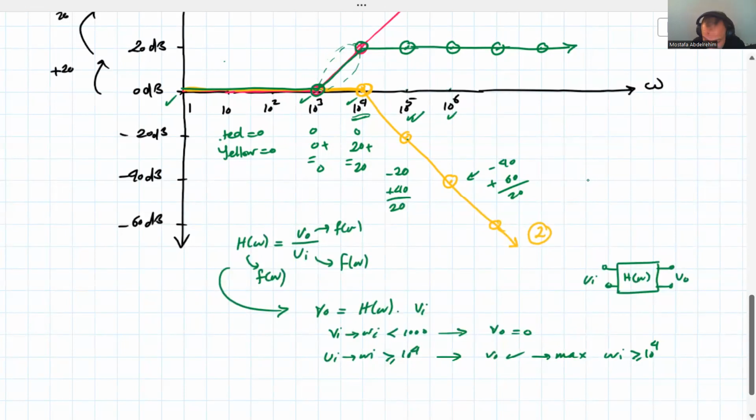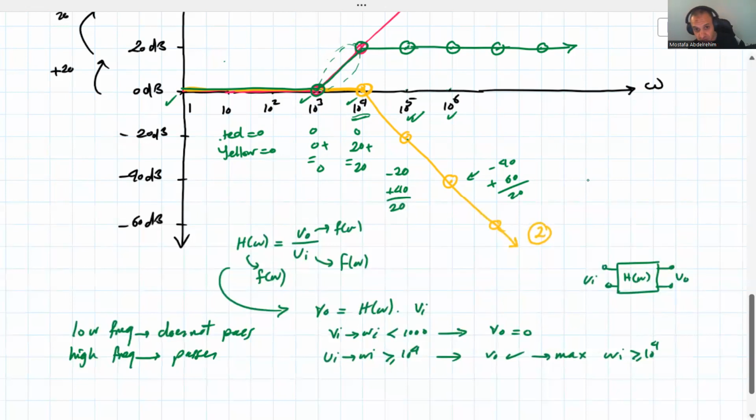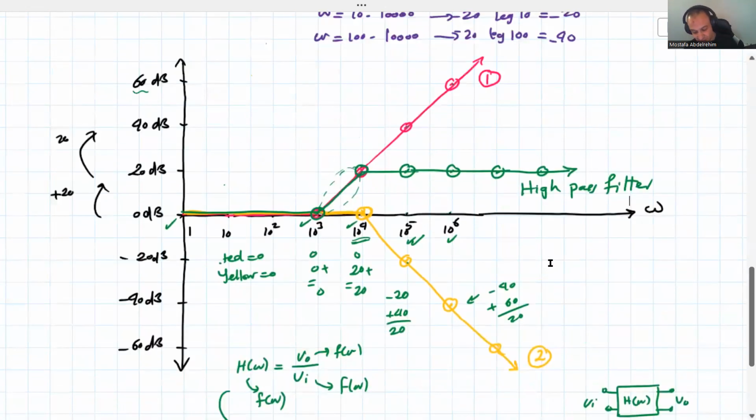So low frequencies don't pass. High frequency passes through the circuit. So high is passing, lows don't pass. So that's a high pass filter.